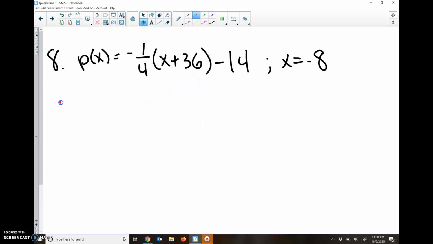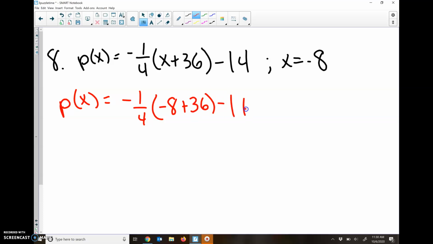Now if you look at number 8, a little more complicated, but pretty much the same thing. So I got p of x equals negative 1/4, and then in the parentheses, x plus 36, and then outside the parentheses, I got a minus 14. And it tells me x is negative 8. So I'm going to put a negative 8 in there for the x.